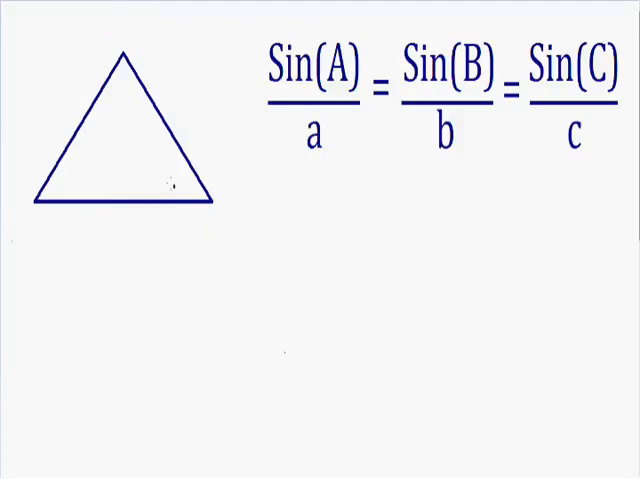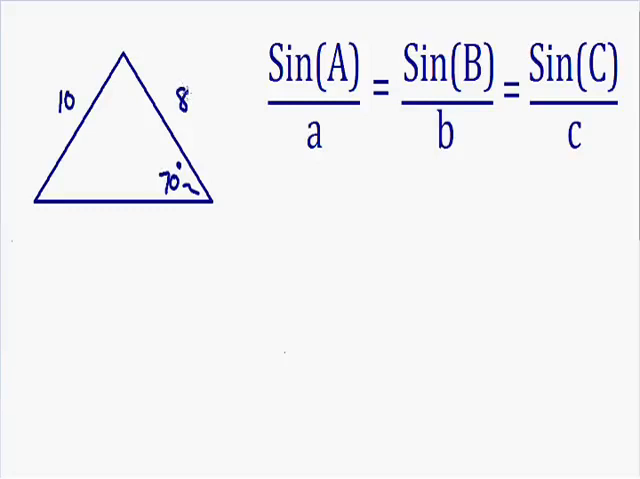Okay, for this example, let's say that this angle right here is 70 degrees, and let's say that the side that's opposite that angle has a length of 10, and let's say that this side over here has a length of 8. And we're going to solve this entire triangle.